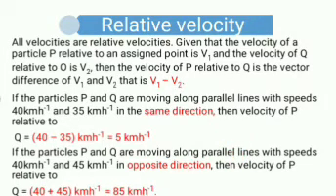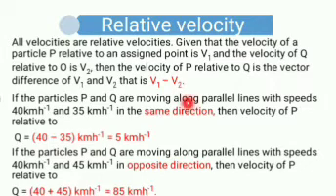But if they are moving along parallel lines in opposite directions, we add their speeds. Is that okay? As they are moving in the same direction, we need to subtract their speeds. But if they are moving in opposite directions, for example, particles P and Q moving along parallel lines with speeds of 40 kilometers per hour and 45 kilometers per hour in opposite directions, then the velocity of P relative to Q is equal to 40 plus 45, which is equal to 85 kilometers per hour.